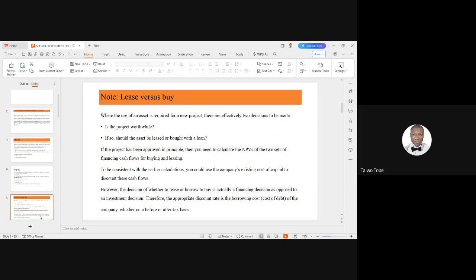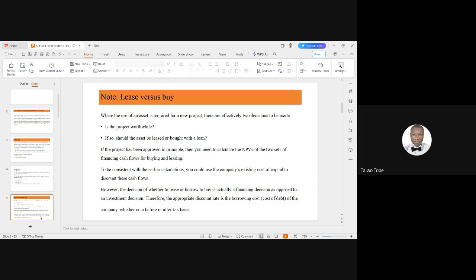So if buying with a loan, the cash flows are the purchase price or loan repayment, less tax relief from depreciation, that is the capital allowance. If we are to lease, the cash flows are lease rentals, less tax relief from those rentals.